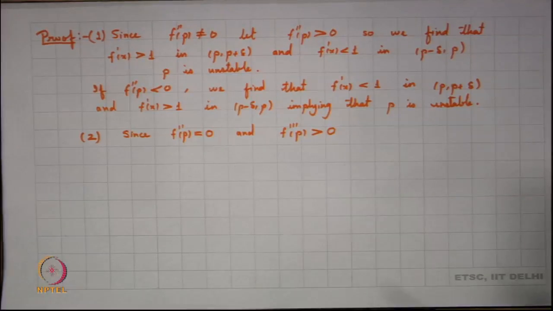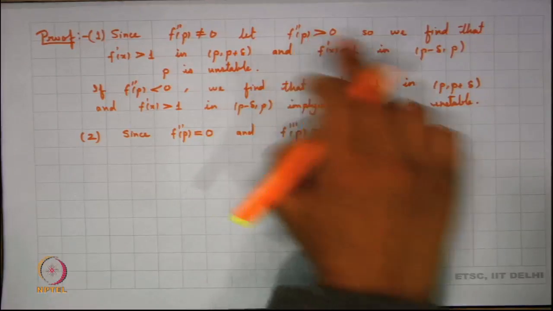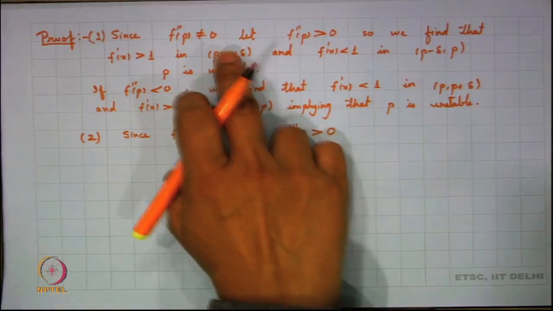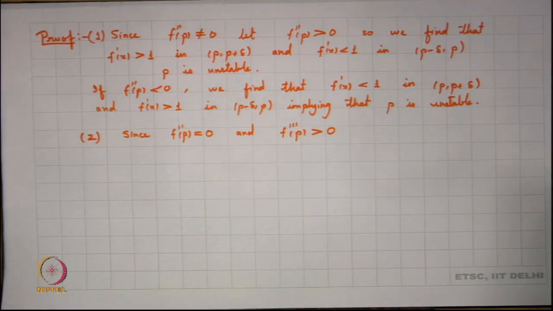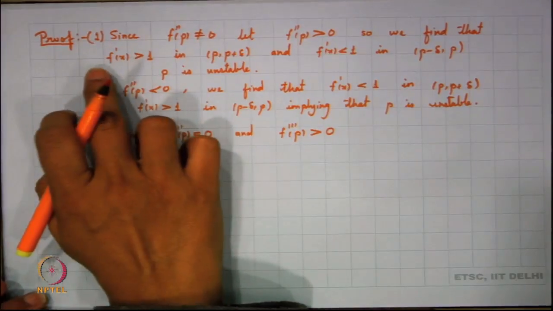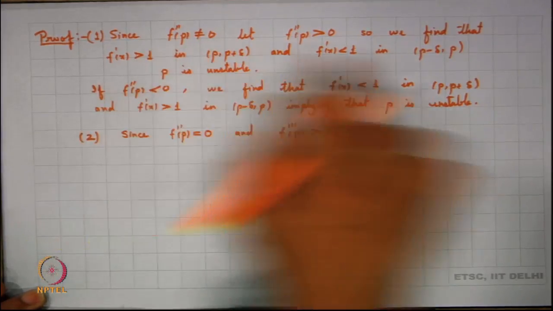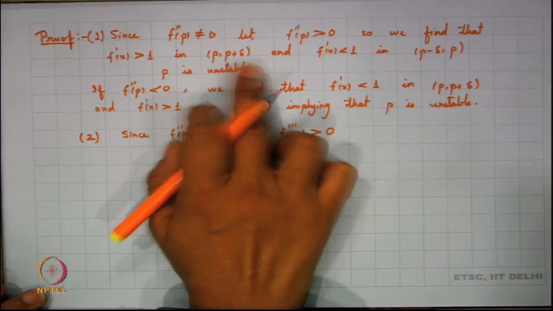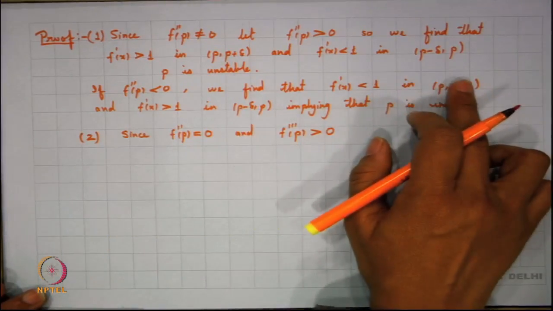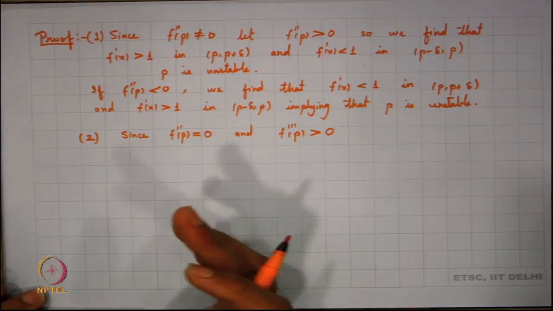Now, I am again coming back to the previous case: f double prime p is less than 0 in one interval and greater than 0 in the other. What does it imply? It implies that f prime of x is greater than 1 in both these intervals, p plus delta and p minus delta.